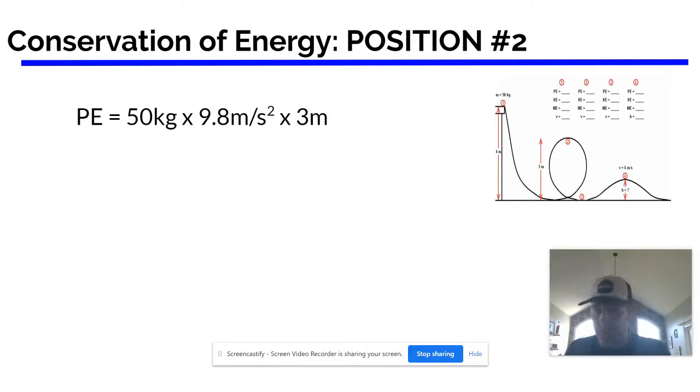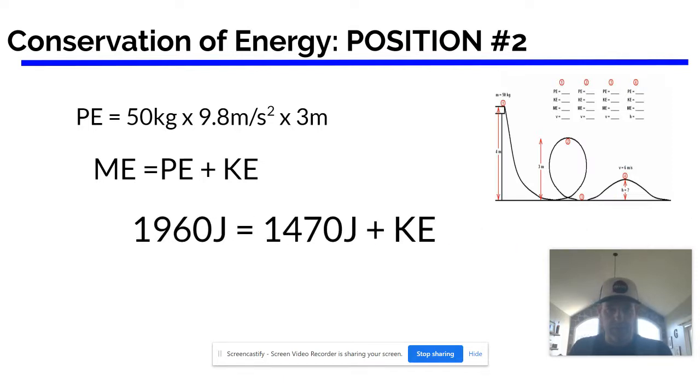Okay, now we can move to position 2. So first we want to just calculate potential energy because we have a different height this time. So we use the same equation, mass times gravity times height. That would give us a potential energy of 1,470 joules. Knowing that mechanical energy is 1,960, because again, it's the same for all positions, we can determine the kinetic energy. Kinetic energy is going to be 490 joules.